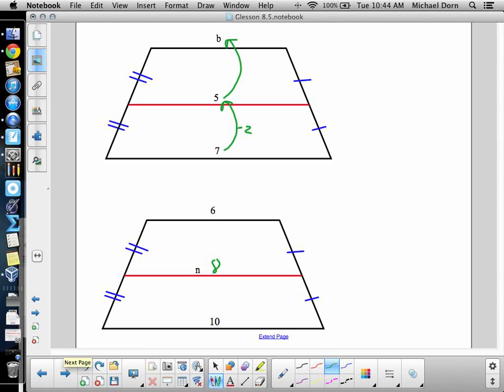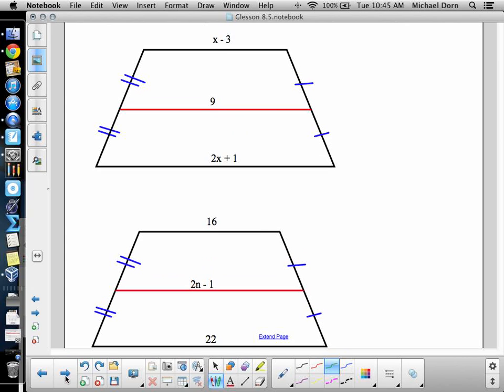So how long's B going to be? 3. So we just have plain numbers. Mid-segments are pretty easy to work with. With algebra, it can get a little trickier. Tell you, we'll have to set up equations. Now I know that 9 is the average of these two lengths, but I don't know what they are. So we have to set up our equation.